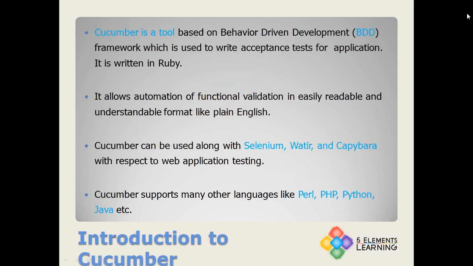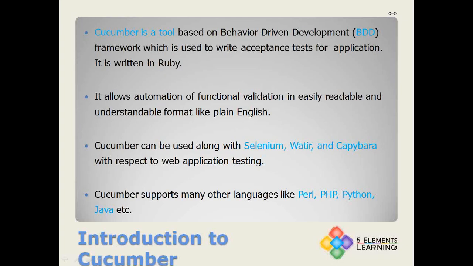Now, Cucumber is a tool which is available to us for behavior driven development to write the acceptance test, and the Cucumber tool was primarily available in Ruby, and later support for other languages was built in.